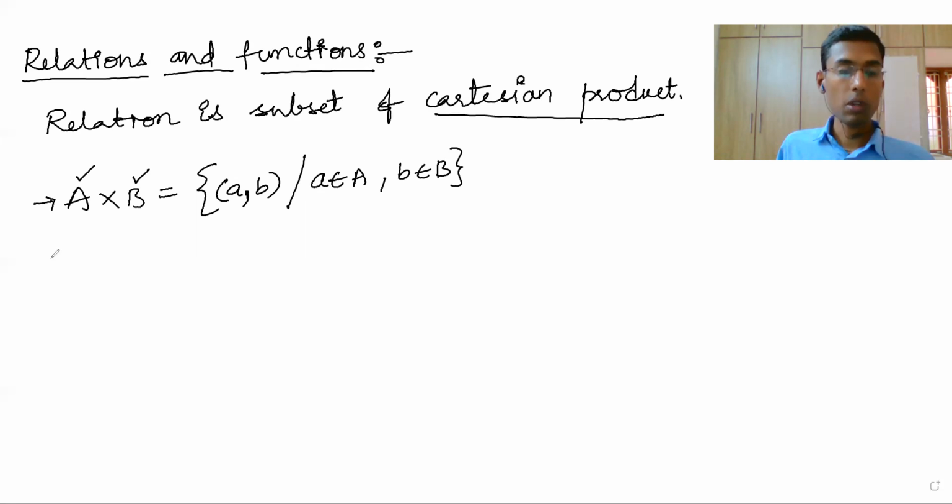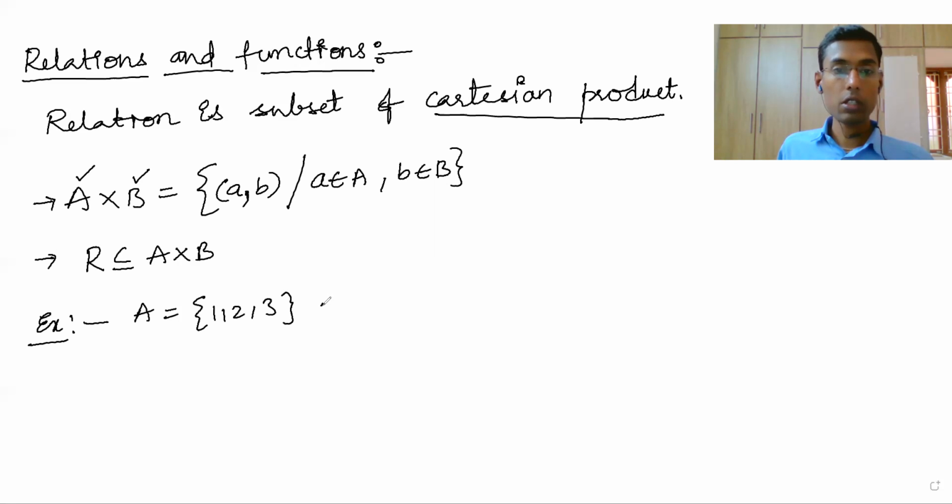This is the first, the Cartesian product. And every relation is simply a subset of A cross B. Relation is a subset of A cross B. This is what we learned. For example, let's take A is {1, 2, 3} and B is {a, b}.